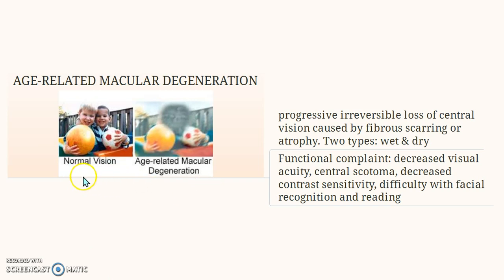this is the comparison from normal vision, and this is what a person with age-related macular degeneration could see. It's a progressive, irreversible loss of central vision caused by fibrous scarring or atrophy. There are two types, either wet or dry. The functional complaints are decreased visual acuity, central scotoma, decreased contrast sensitivity, and difficulty with facial recognition and reading.